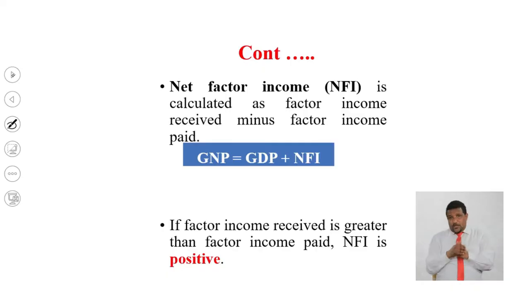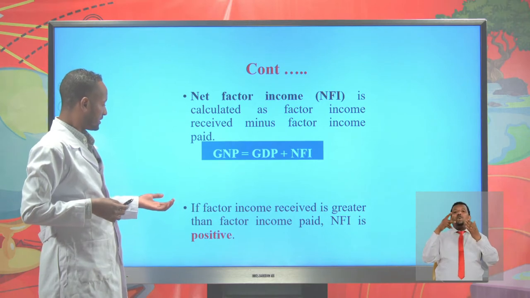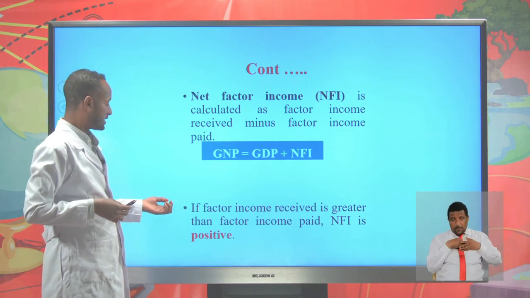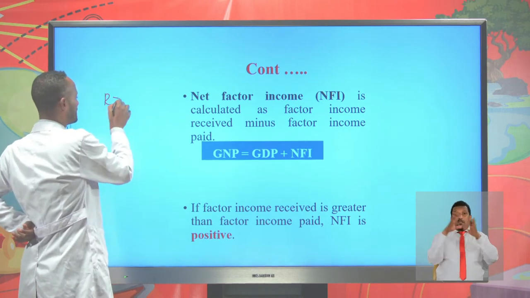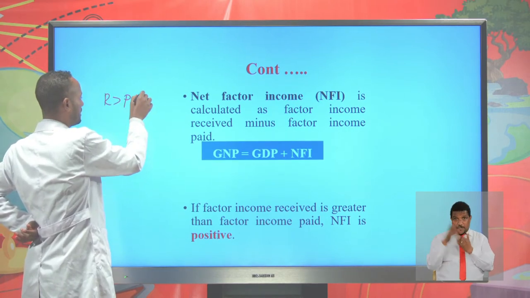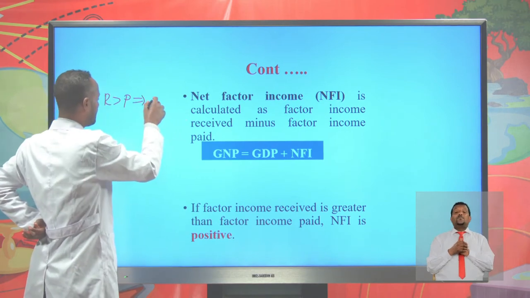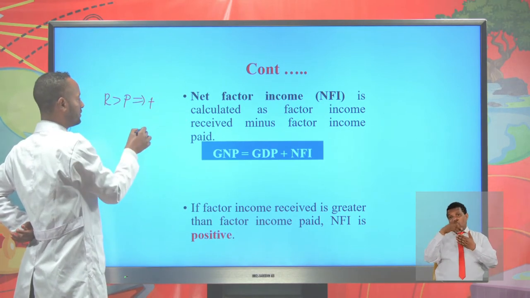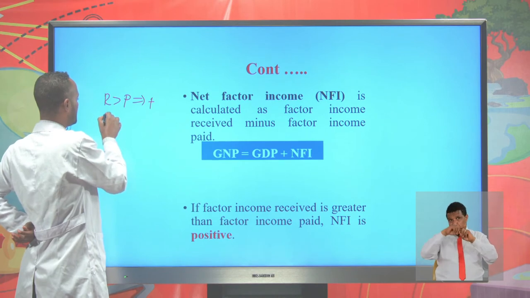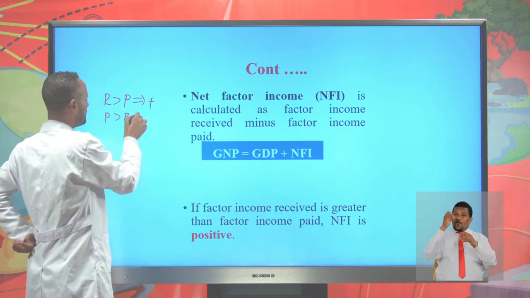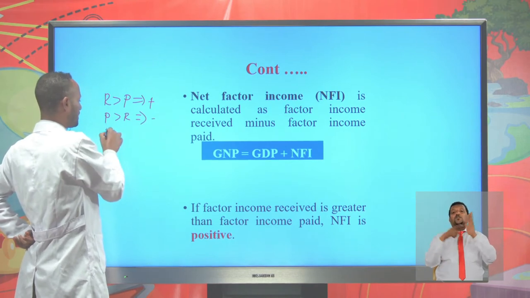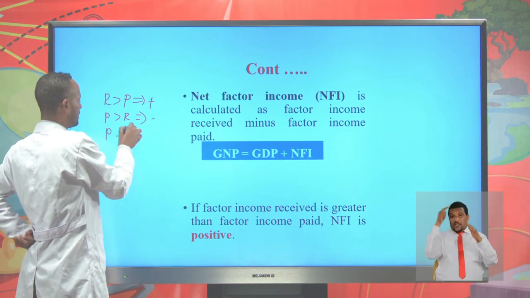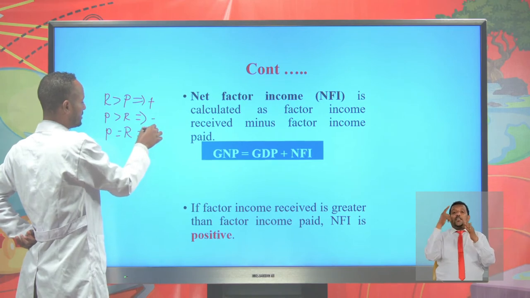So GNP is equal to GDP plus net factor income. If the factor income received is greater than the factor income paid, then the net factor income will be positive. And if the factor income paid is above the factor income received, in this case, the net factor income will be negative.